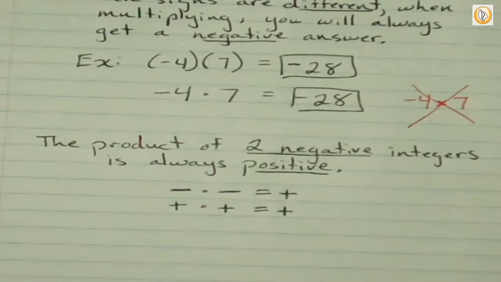If you think about it, negatives can be considered not normal. So if a negative times a positive isn't normal, it'll always be a negative. And two of the same signs is normal.